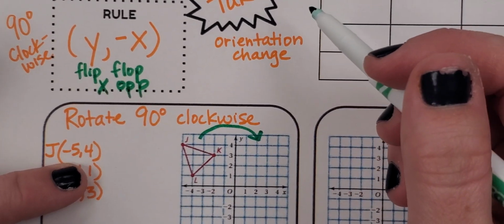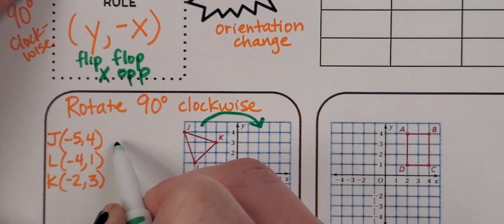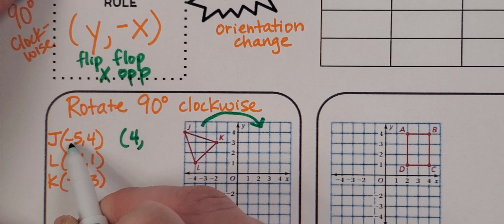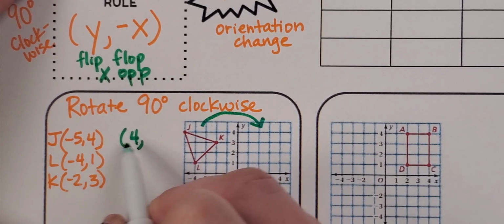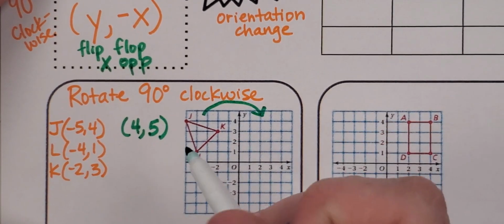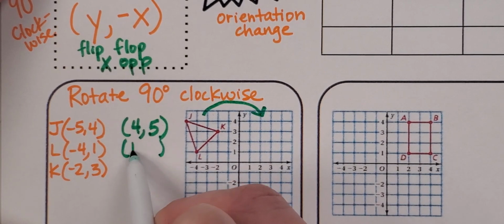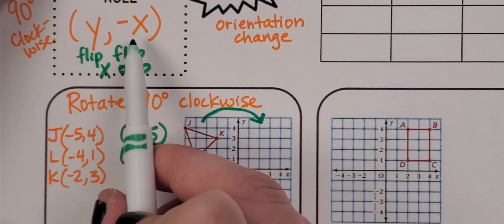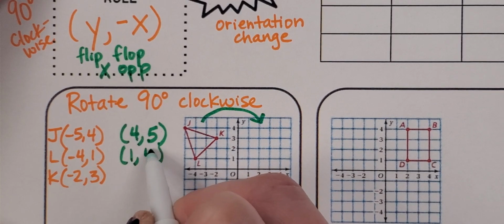So doing this to my first point, I'm going to flip-flop my numbers. So the 4 would come first, and then this negative 5 would change to its opposite. So the opposite of negative 5 would be positive 5, and that would be my second number. Same thing for the next point. I'm going to flip-flop the numbers. So my 1 would come first, and then this X value is going to change to its opposite. Flip-flop and then X to the opposite. So I have positive 4.